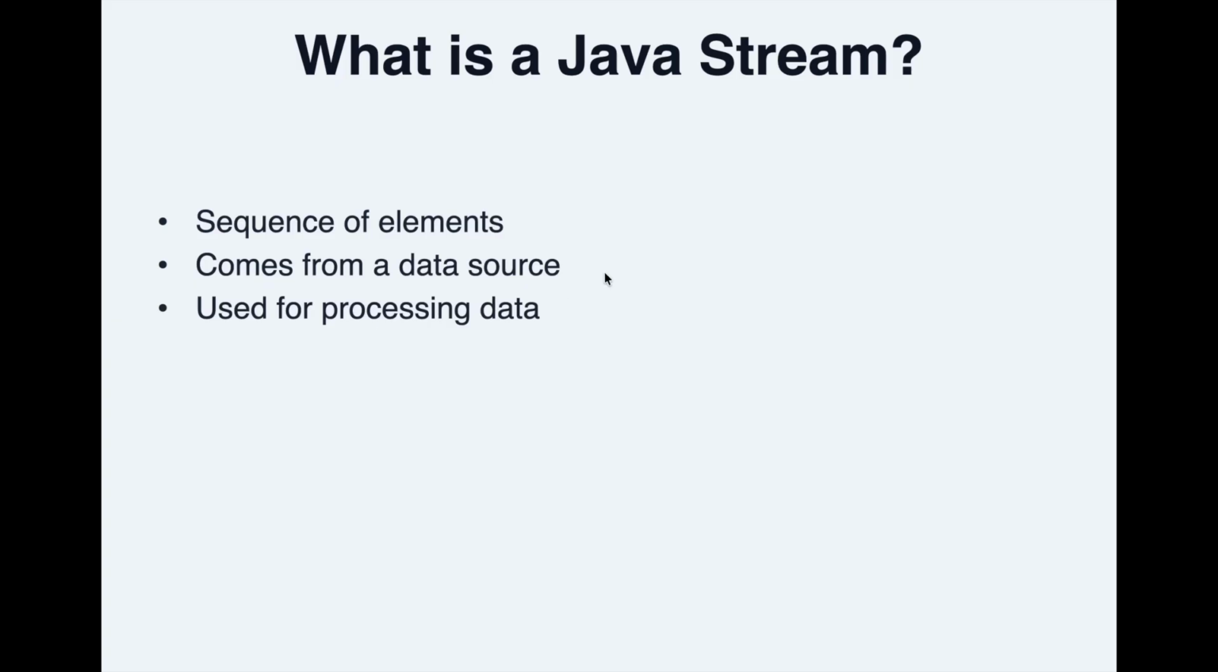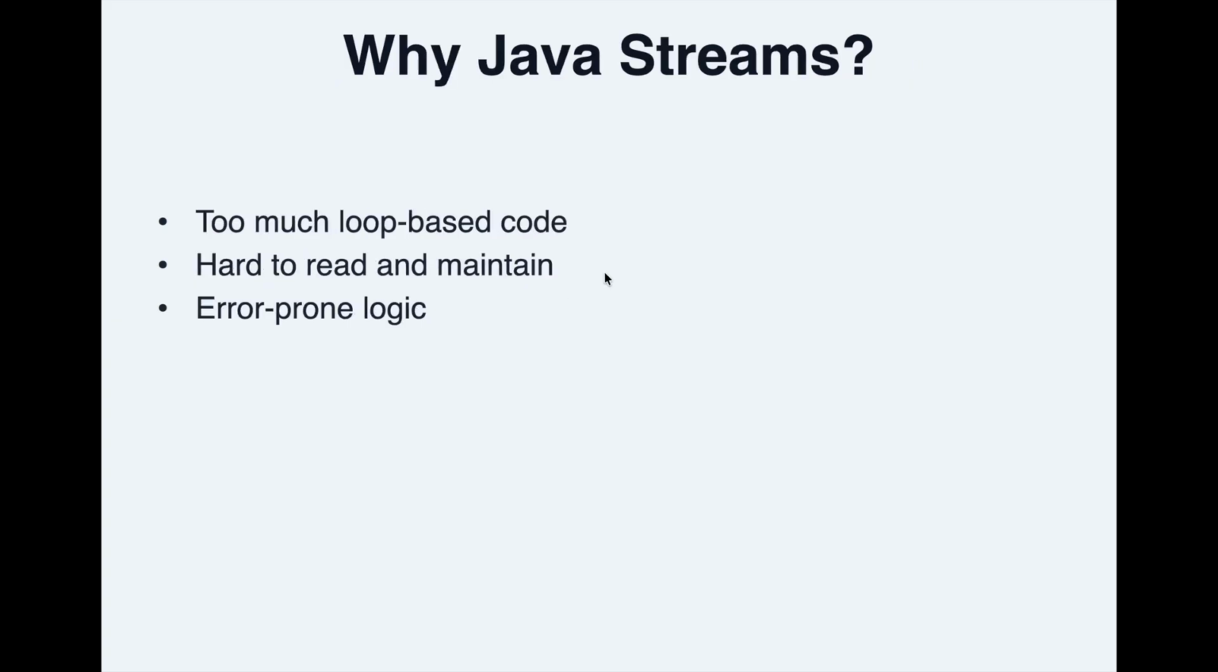Why Java stream? Before Java 8, most data processing was done using loops. As applications grew, loop-based code became harder to read and maintain. Streams were introduced to simplify data processing. We can write error-prone logic also.